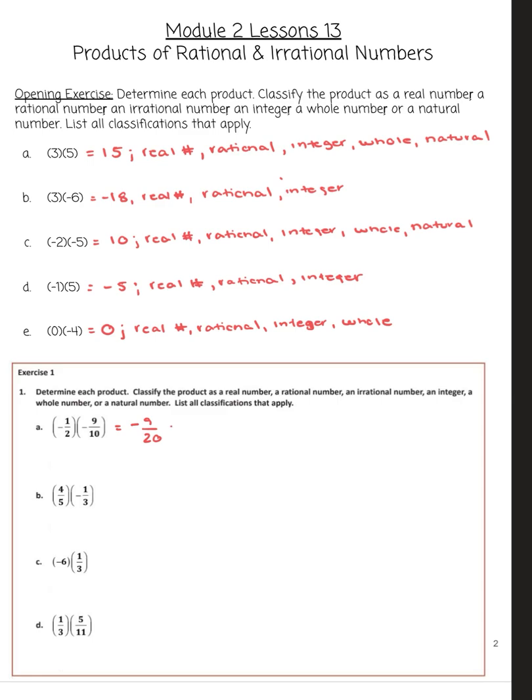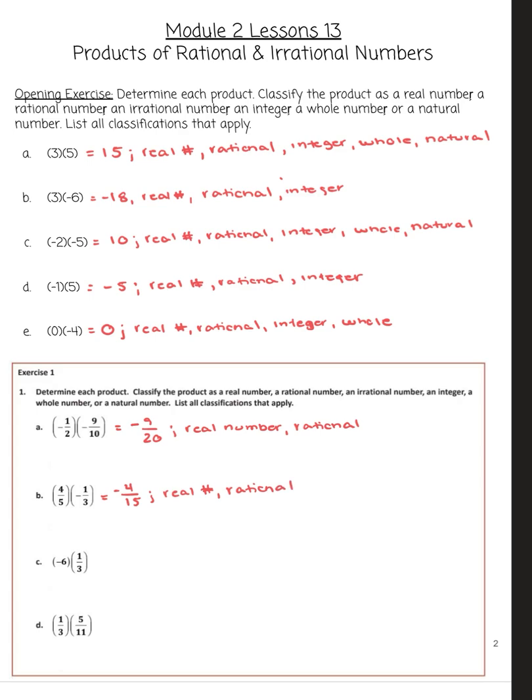When we classify, it's going to be real number, and rational. All right. We're going to do the same thing with 4/5 and -1/3. Remember, numerator times numerator, denominator times denominator. You can also use your calculator for this. We have -4/15, which is real, and it is also rational.